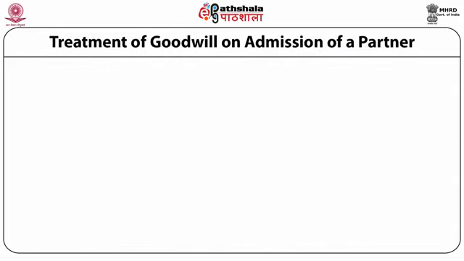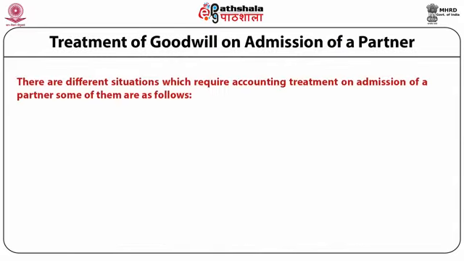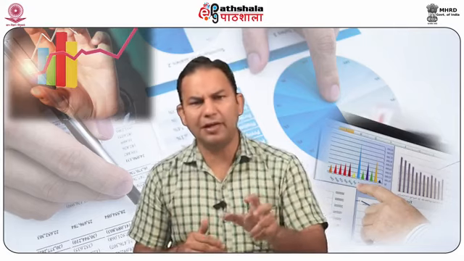Treatment of goodwill on admission of a partner. There are different situations which require accounting treatment on admission of a partner, and some of these are: Case 1. Private payment of goodwill by the new partner to the old partners. Whenever a new partner is admitted in the firm, it may happen that the new partner pays goodwill to the old partners outside the record of the firm, that is, privately. The amount paid privately will not be recorded in the books of accounts.